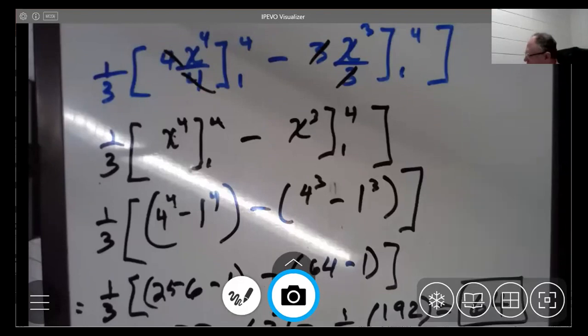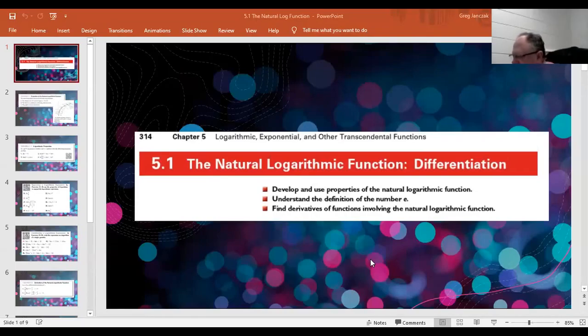All right, so let's take a look at the PowerPoint notes for 5.1. All right, and 5.1, chapter 5, we're getting into logarithms. And so we have natural log, we're going to do some review of natural logs, the natural log function, and differentiation. So we're going to develop and use properties of natural logarithmic functions, understand the definition of the number e. Find the derivatives of the function involving a natural logarithmic function.